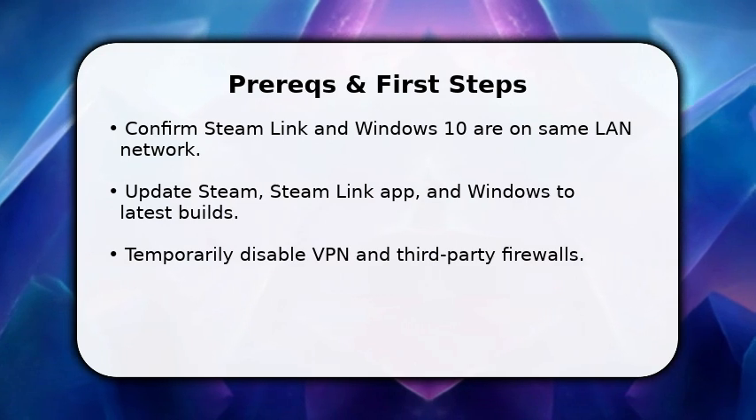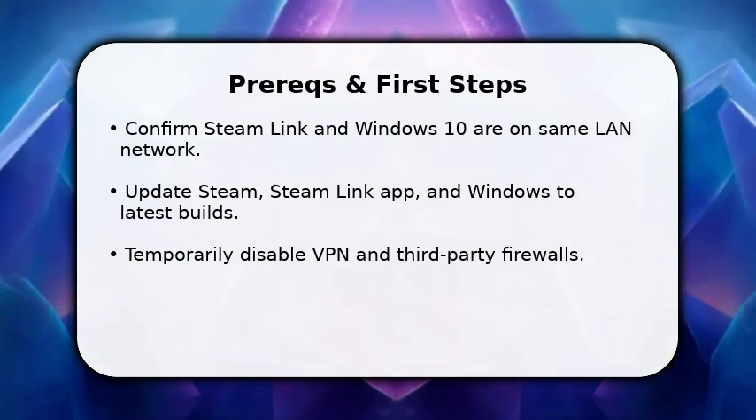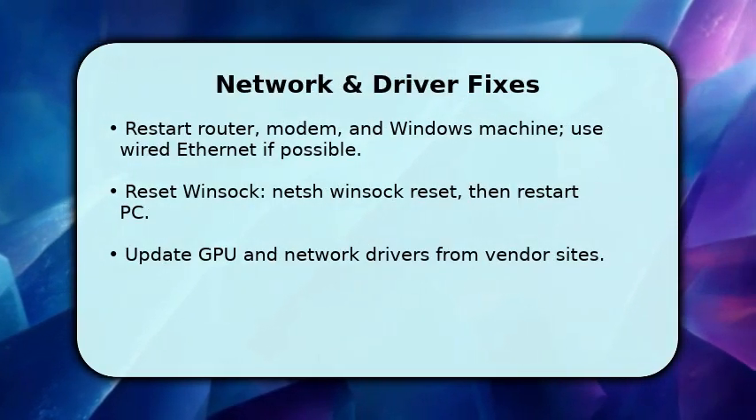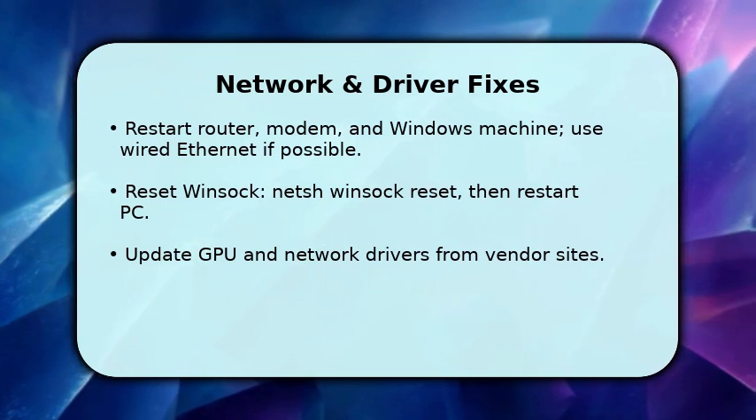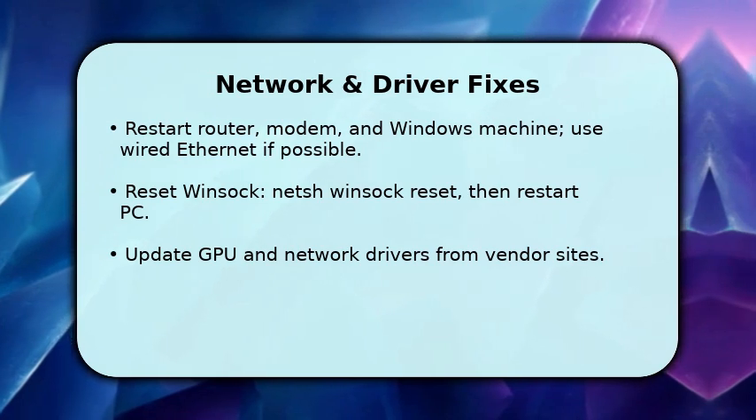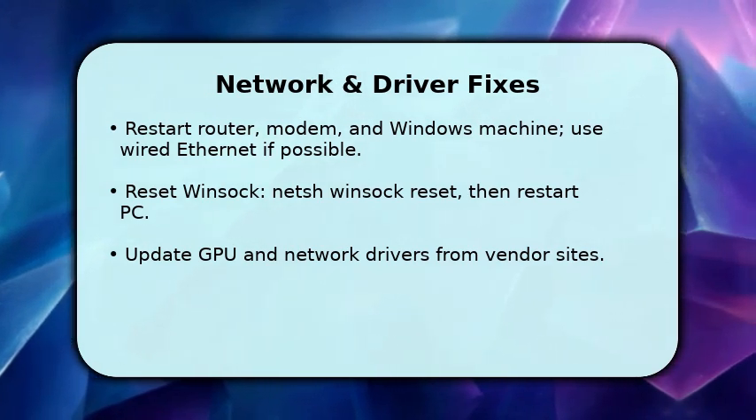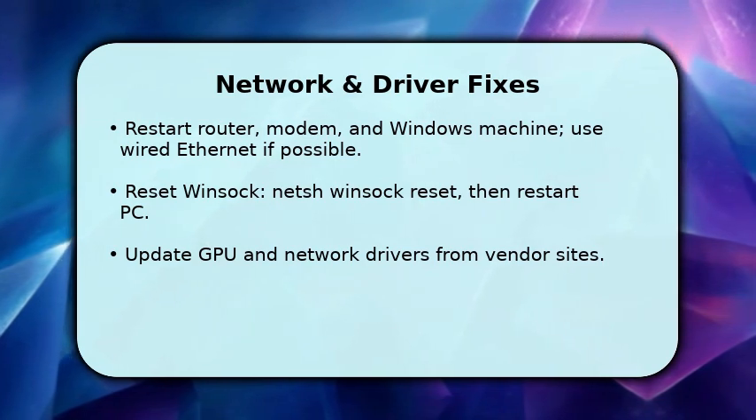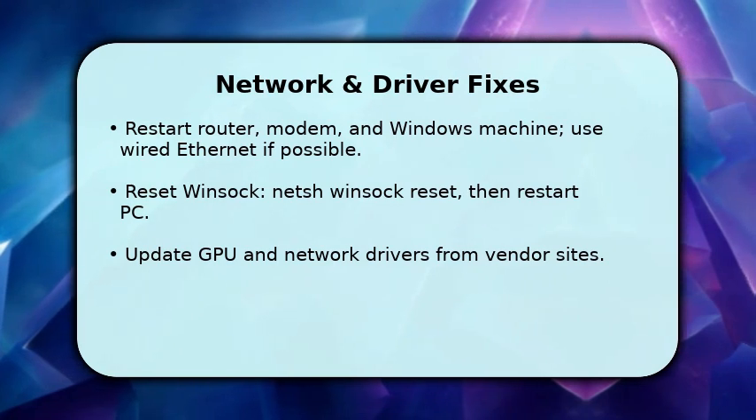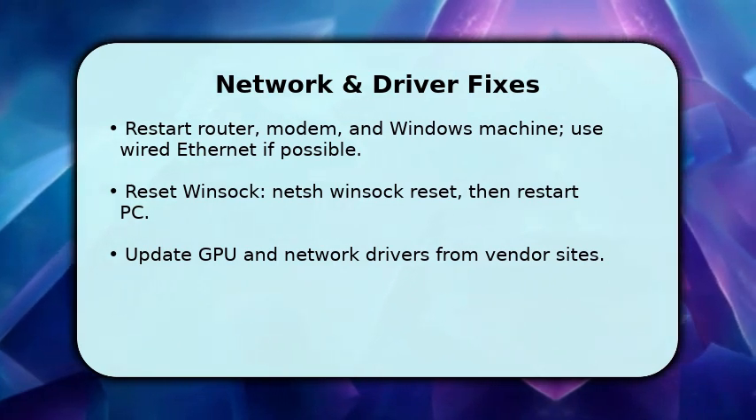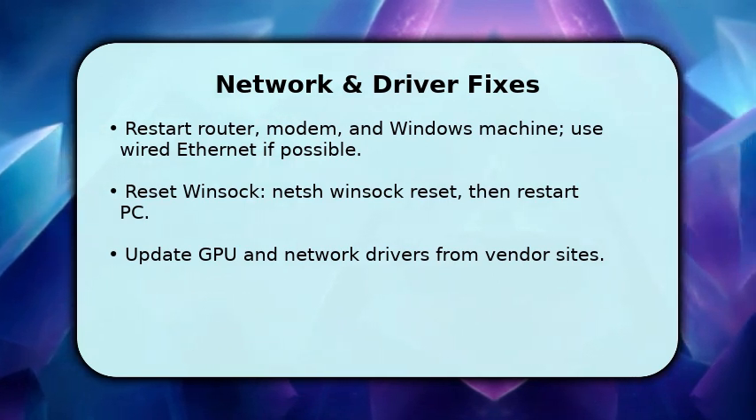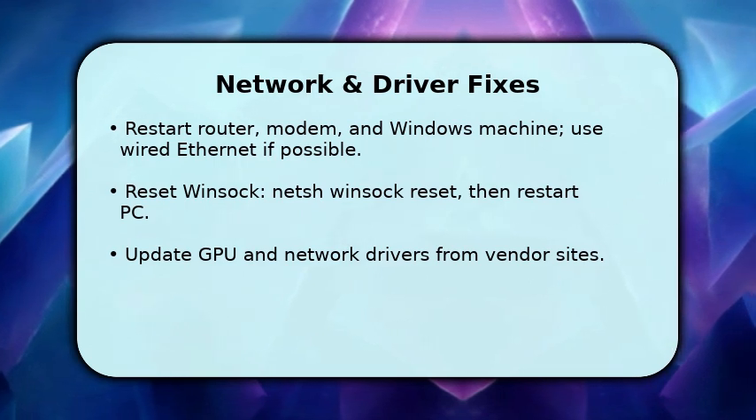Next, target the network and driver layer because error 450 often comes from connection handshakes failing. Restart your router, modem, and PC. If available, switch to wired Ethernet to eliminate Wi-Fi instability. Reset Windows networking with netsh winsock reset and netsh int ip reset, then reboot so the stacks reload cleanly. While the system restarts, download the latest GPU and network drivers straight from the manufacturer so you avoid generic drivers that can break streaming. Once drivers are installed, test Steam Link again to see if the error clears.